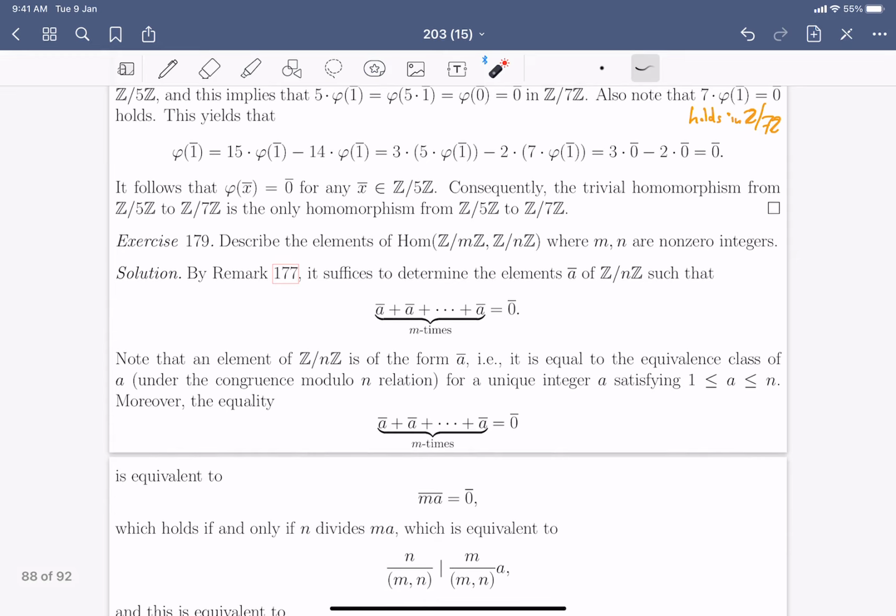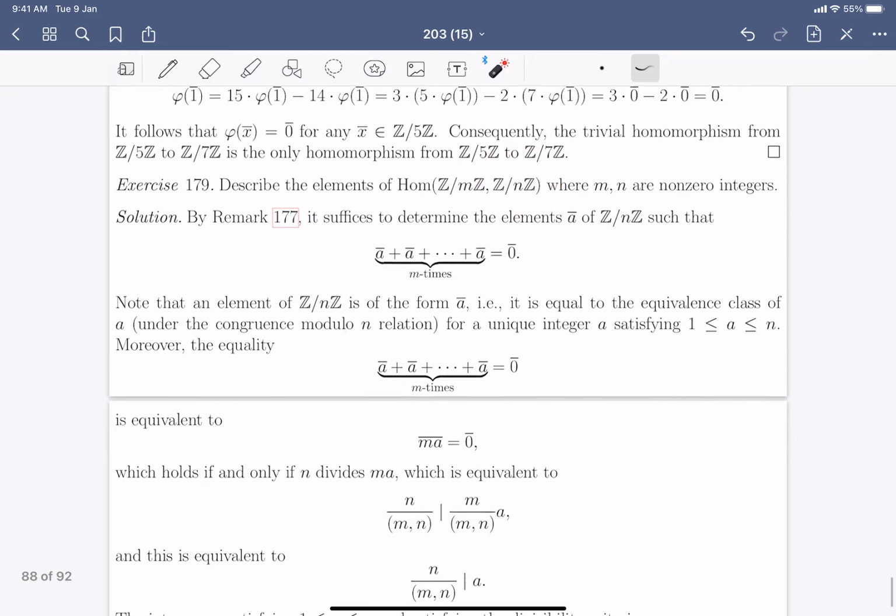So now, just because you started with the group Z mod mZ, you need to look at elements a bar of Z mod nZ so that a bar added with itself m times gives you 0 bar. Of course, 0 bar inside the group Z mod nZ, inside the target group.